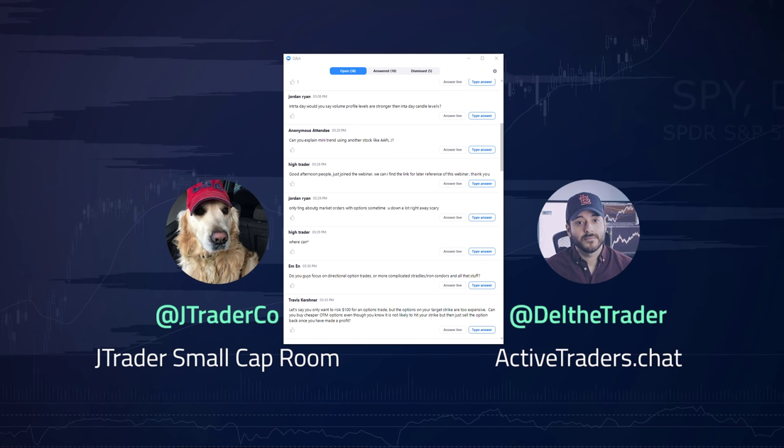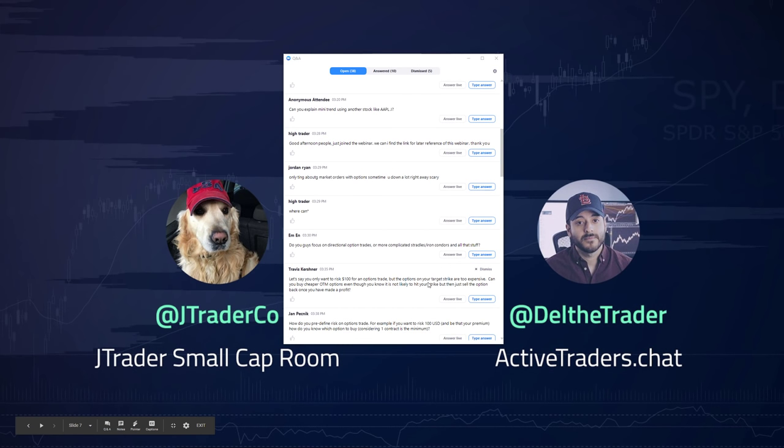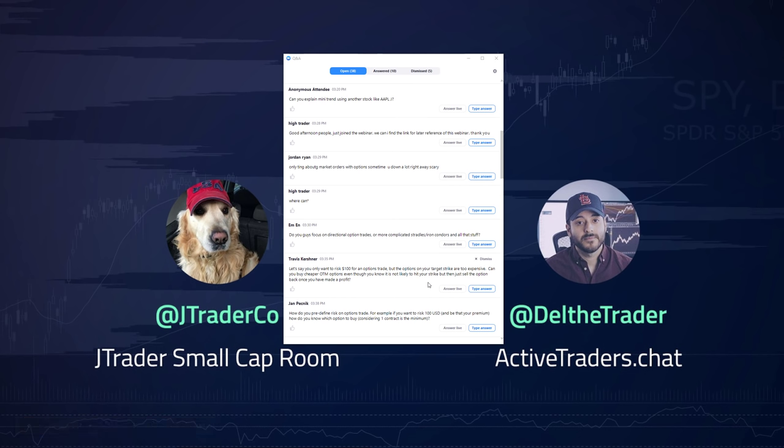Okay. Another one, this is for me. Can you explain mini trend using another stock like Apple? Okay, I would need to screen share this. We are a little bit out of time, but basically I'm looking at Apple daily. And the first thing I look for is where the price is compared to the 72, 89 EMA. Then, looking deeper, I check a 5, a 9 or a 13 EMA, whether the price is above or below that EMA. You can choose whichever of these. You basically need to see a mini trend, so higher highs and higher lows, or lower highs and lower lows.